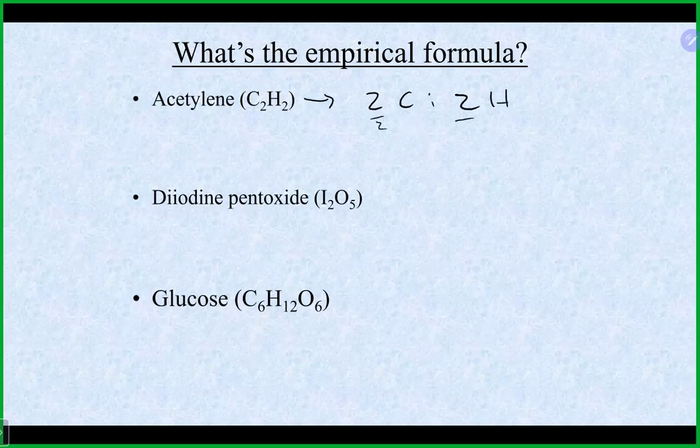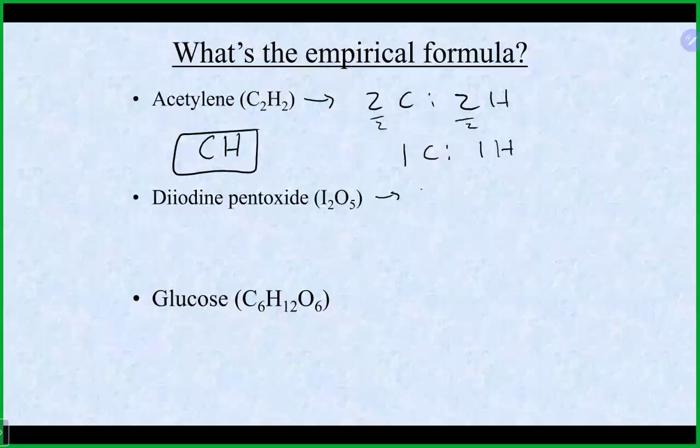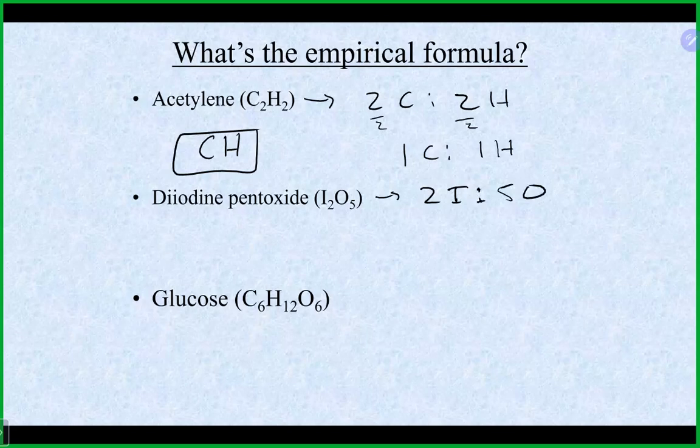We can basically divide everybody by 2. That gives us a 1 carbon to 1 hydrogen relationship, and that would give us our empirical formula here again, which would be CH. If we come over here to diiodine pentoxide, that is 2 iodines for every 5 oxygens. That is, again, as far as you could go. There's no way to reduce that down and still get a whole number. So here, our molecular formula and our empirical formula would be the same.